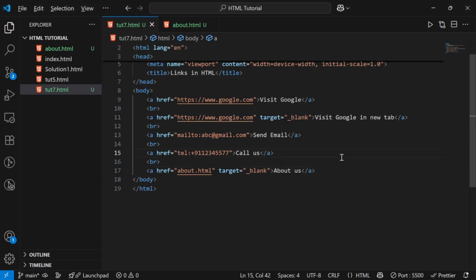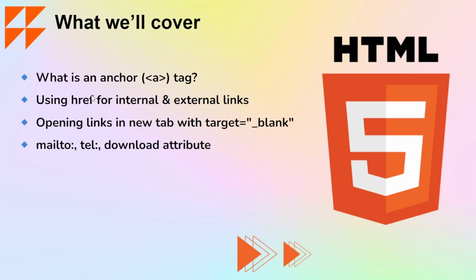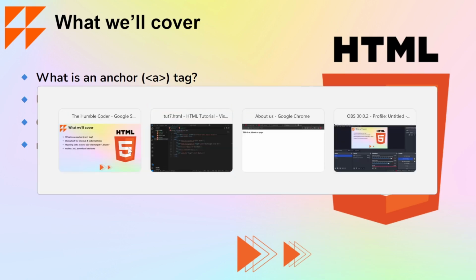So guys, I hope now you have understood different things. Let's see if we have covered everything. First of all, we saw how we can create an anchor tag. Then we saw how we can use href for internal and external links. For the external link, I showed you how we can redirect to google.com. For the internal link, we redirected to the about.html page. Then we saw opening links in a new tab using the attribute target equals underscore blank. Then we saw mailto, which is used for sending emails, tel, which is for calling, and then there is one more important thing, which is the download attribute. Let's see this one now.